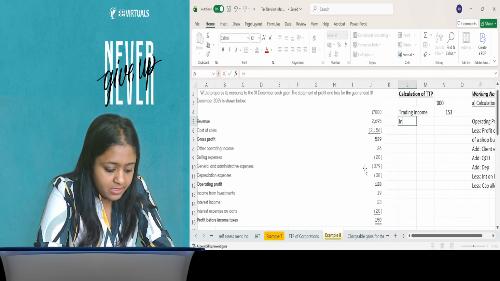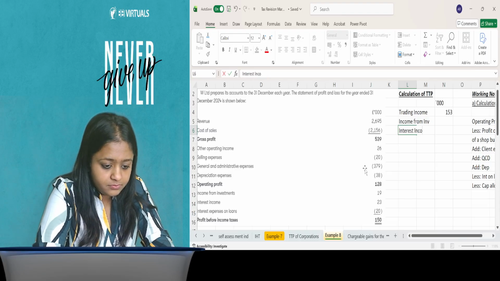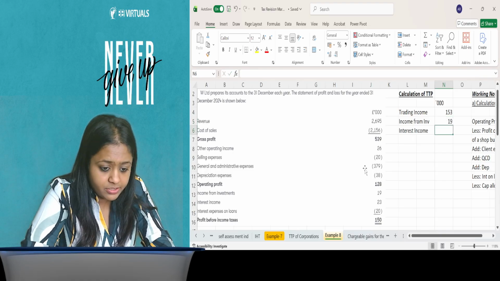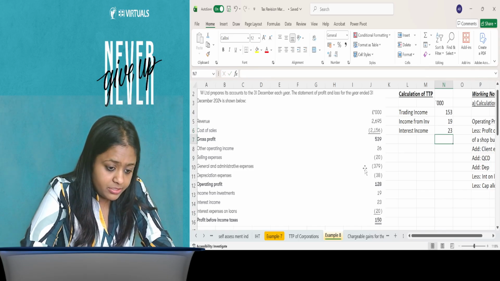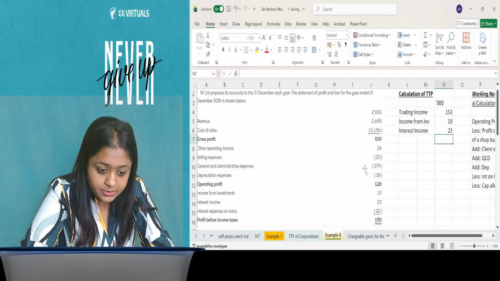So I will take here income from investments, because these are other income, right? And interest income. Income from investment is 19 that I will take here. Interest income is 23 that I will take here. So I've taken here interest income, trading income, and interest from investments. Any other thing to be taken here?